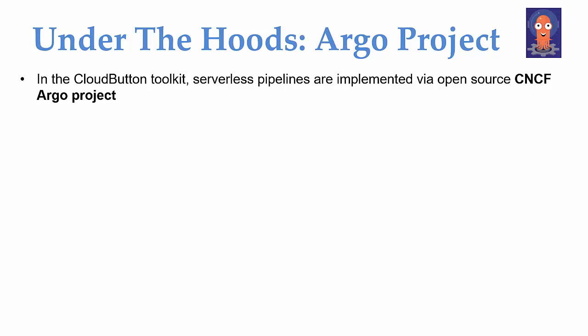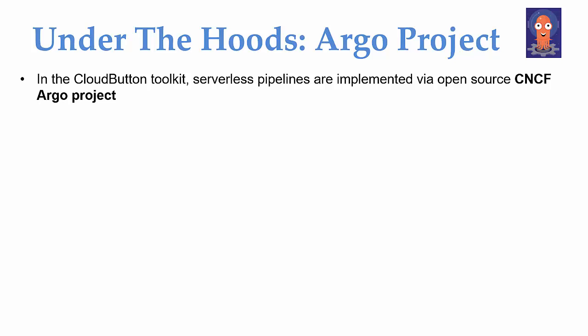So let's take a look under the hood. We actually set the goals. We understand what the pipelines are, why we want pipelines, and how it will change the situation after the pipelines are introduced. So now let's take a look under the hood and see how we actually implement this in the Cloud Button project.